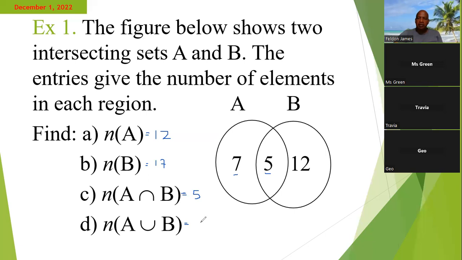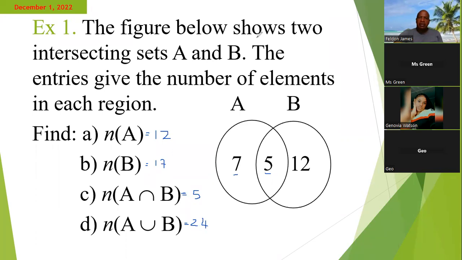You sure? 24, because this 7 plus 5 is 12, and 12 plus 12 gives you 24. All right, that's how we get these by looking at the diagram. You understand that now, Miss Green? Yes, sir.